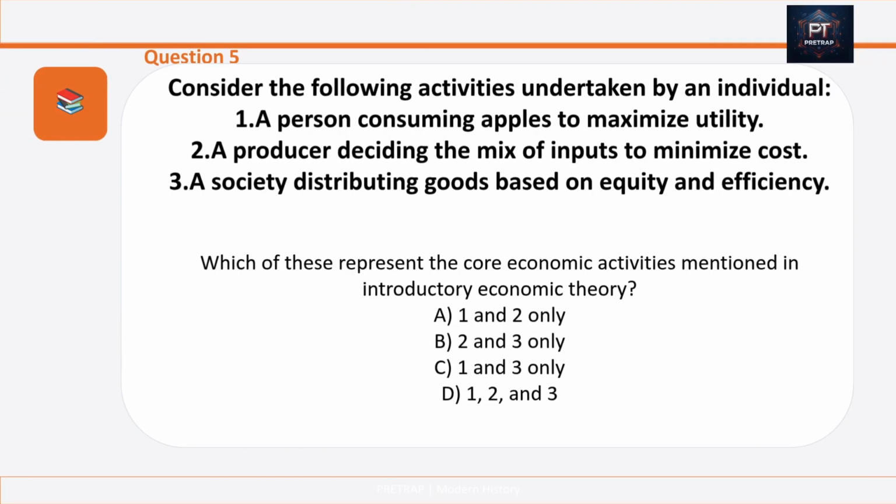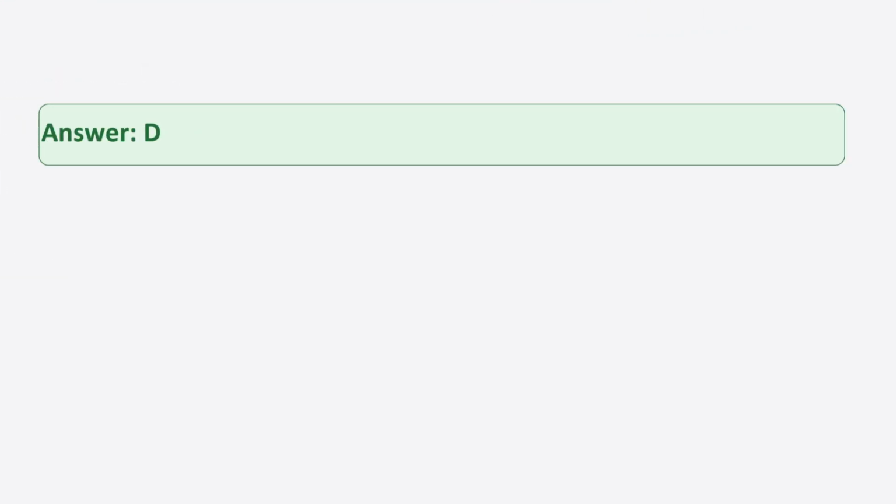Question number 5 is, consider the following activities undertaken by an individual. Number 1. A person consuming apples to maximize utility. Number 2. A producer deciding the mix of inputs to minimize cost. Number 3. A society distributing goods based on equity and efficiency. Which of these represent the core economic activities mentioned in the introductory economic theory? And the answer is option D. All are correct.